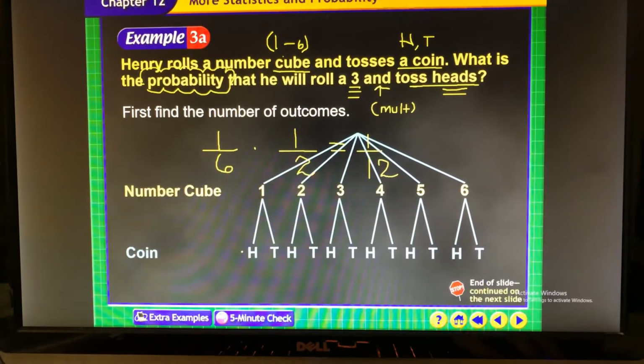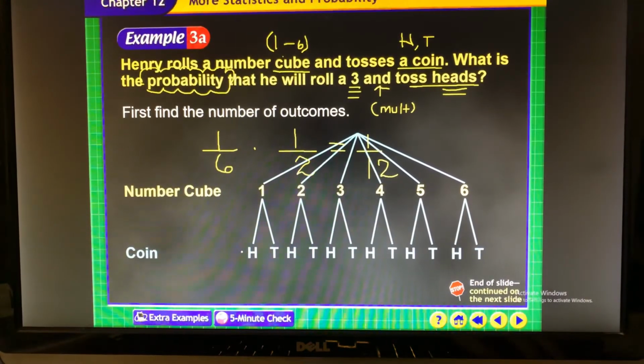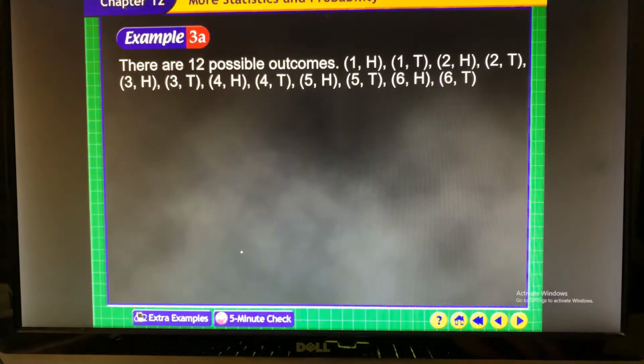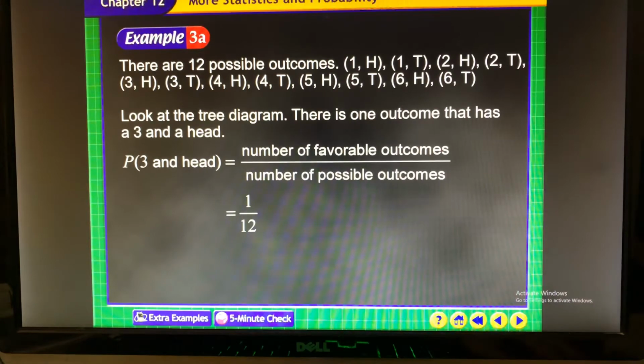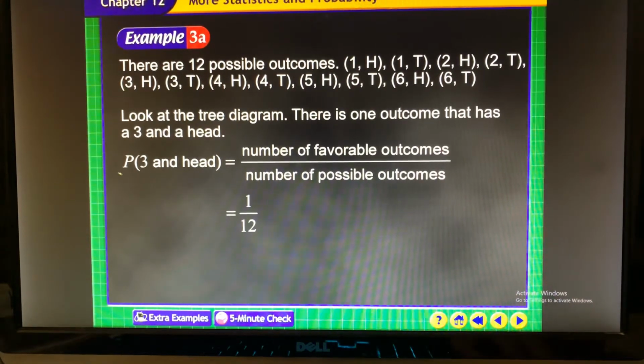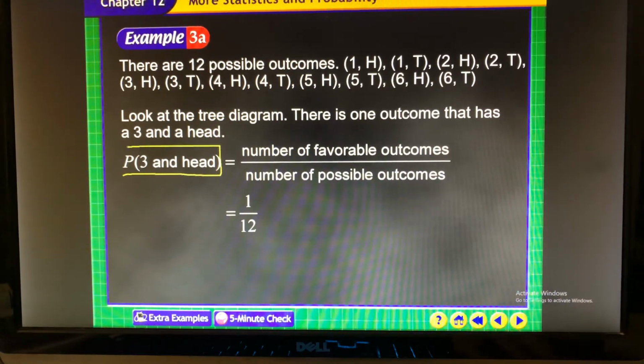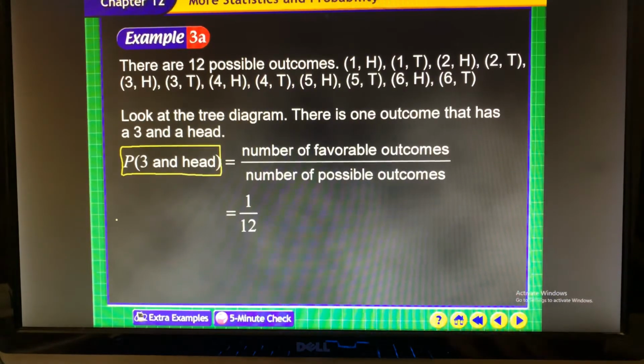They're going to go through the tree diagram with you, just so you know where that 12's coming from. Those are all the different combinations that you can do. This is the formula, favorable outcomes over total outcomes, which is what we did. This is how they like to write it. I like to write it as the probability of a 3 and a heads. The probability of the 3 is 1 out of 6. The probability of the head is 1 out of 2. To me, that's the best way to write it.